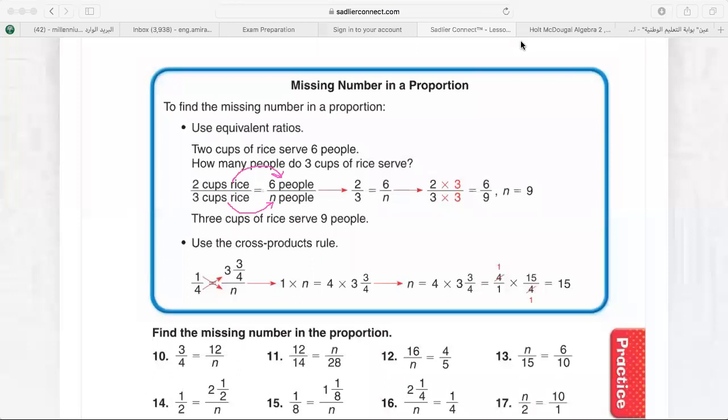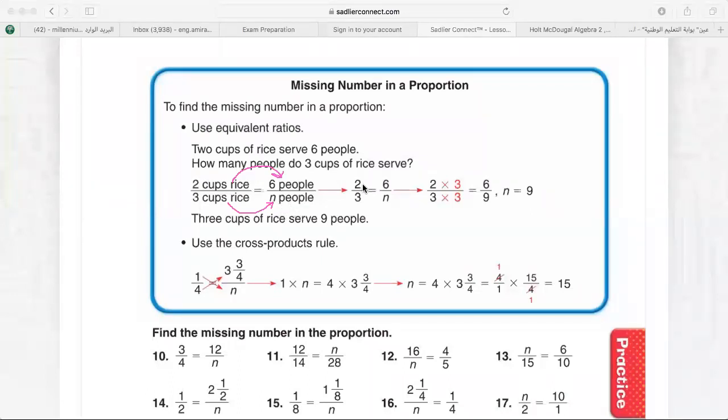Okay? Girls, please stop chatting so you can focus with me. So 2 cups of rice serve 6 people. So 3 cups of rice will serve how many people?